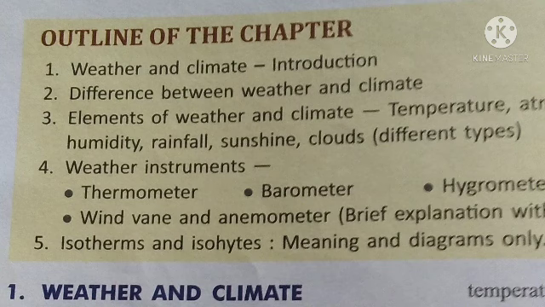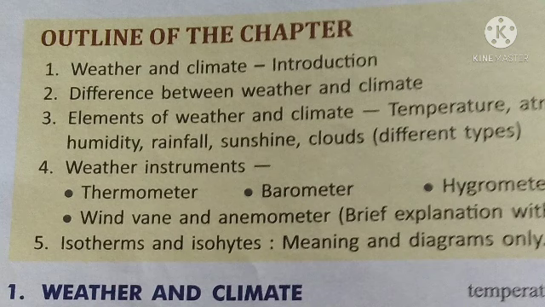Humidity is the amount of water vapor present in the air. There are two types of humidity, absolute humidity and relative humidity. The actual amount of water vapor present in the air, which is expressed in grams per cubic meter, is called the absolute humidity. And relative humidity is the ratio between the actual amount of water vapor and the total amount the air holds at a given temperature, expressed as a percentage.